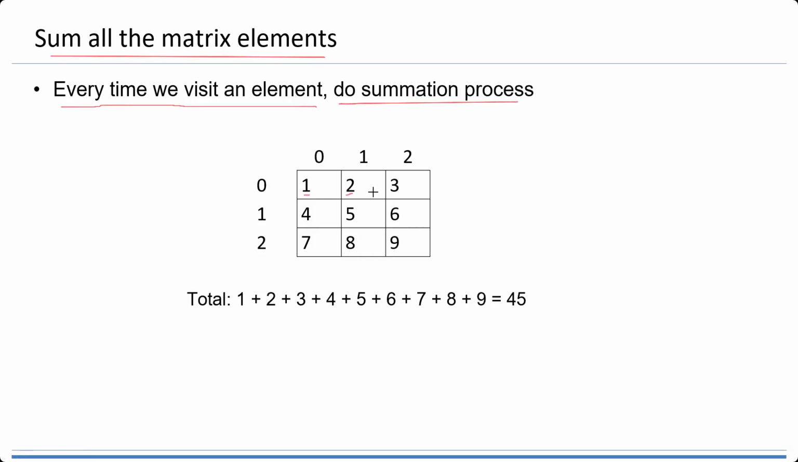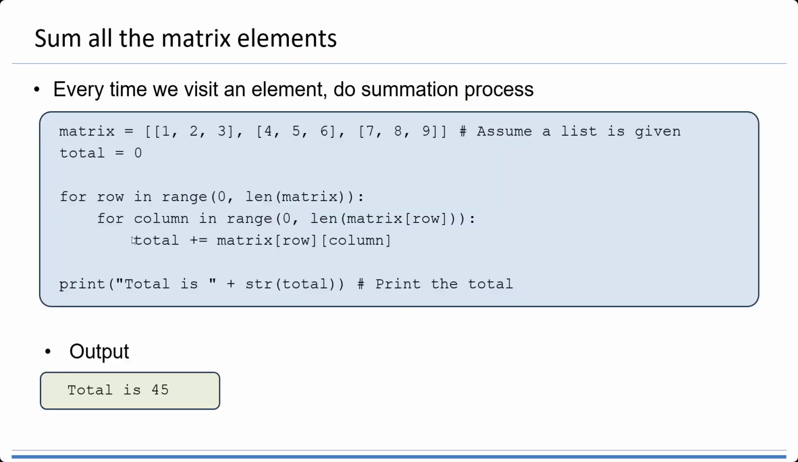So you have 1, 2, 3, 4, 5, 6, 7, 8, 9. You can print this matrix, it means you can access the matrix. So I want to know what is the total of the elements in this matrix. Then the total will be 1 plus 2 plus 3 plus 4 plus 5 plus 6 plus 7 plus 8 plus 9. So how can we do the code? Then just use the for loop. Okay, we have this matrix.